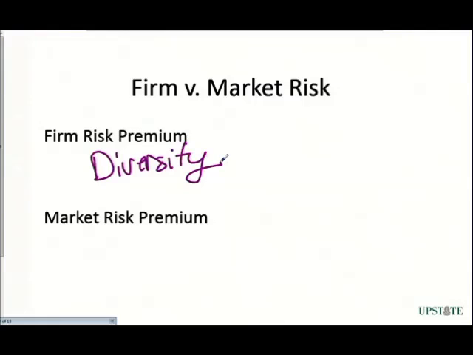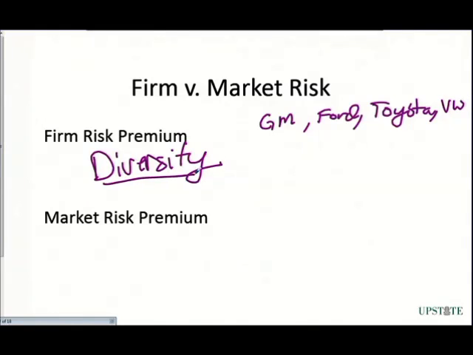Okay? Let's say that we are looking at buying some stock, and we have General Motors, we have Ford, we have Toyota, okay, and then we have Volkswagen. Okay? So we're looking at these 4 companies. We can diversify some of our firm risk by spreading our investment out among these 4 companies, right? That's diversifying us a little bit. That is getting rid of some firm level risk. It's diversifying us away from General Motors declaring bankruptcy.